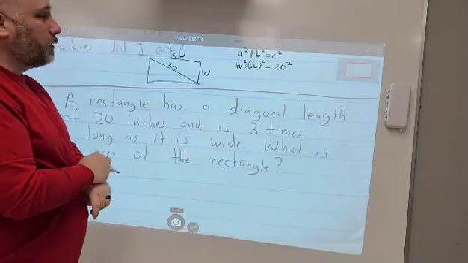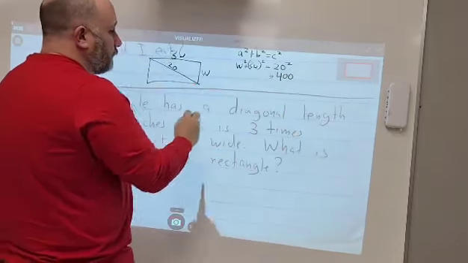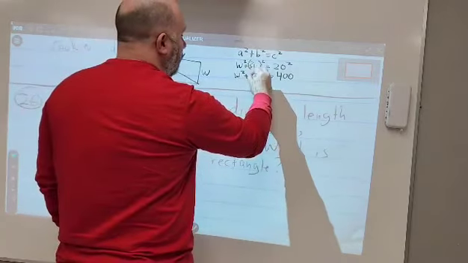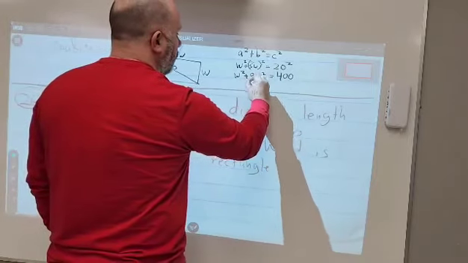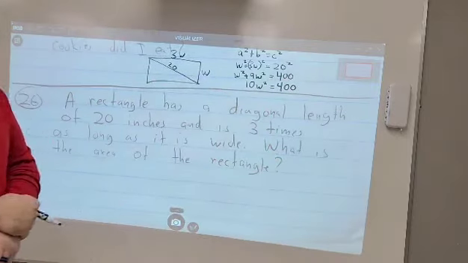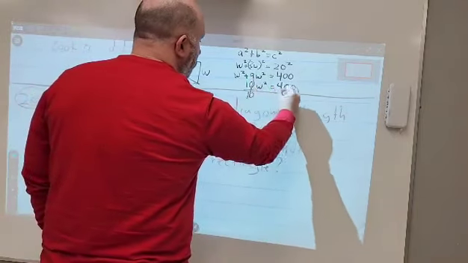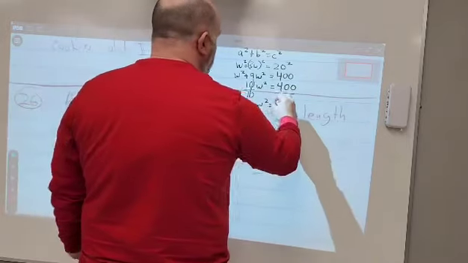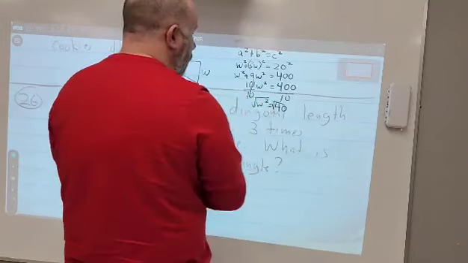All right, so let's clean this up a little bit. 20 squared is 400, because 20 times 20 is 400. Bring down our w squared. 3w times 3w would be 9w squared. Okay, so w squared plus 9w squared is just 10w squared equals 400. We can get rid of that 10, which is being multiplied by the w, by dividing it. So w squared equals 400 divided by 10, which is 40. So now we've got to take the square root of 40.